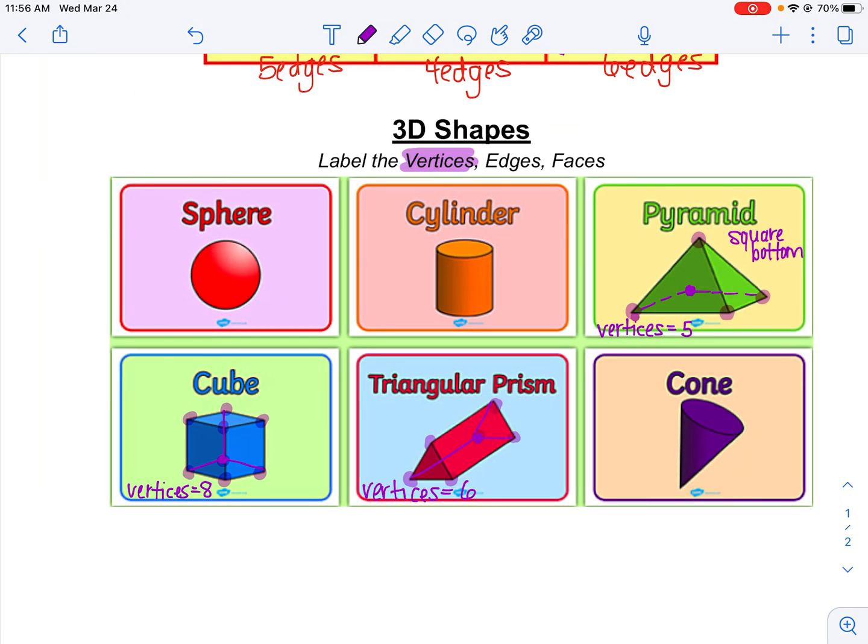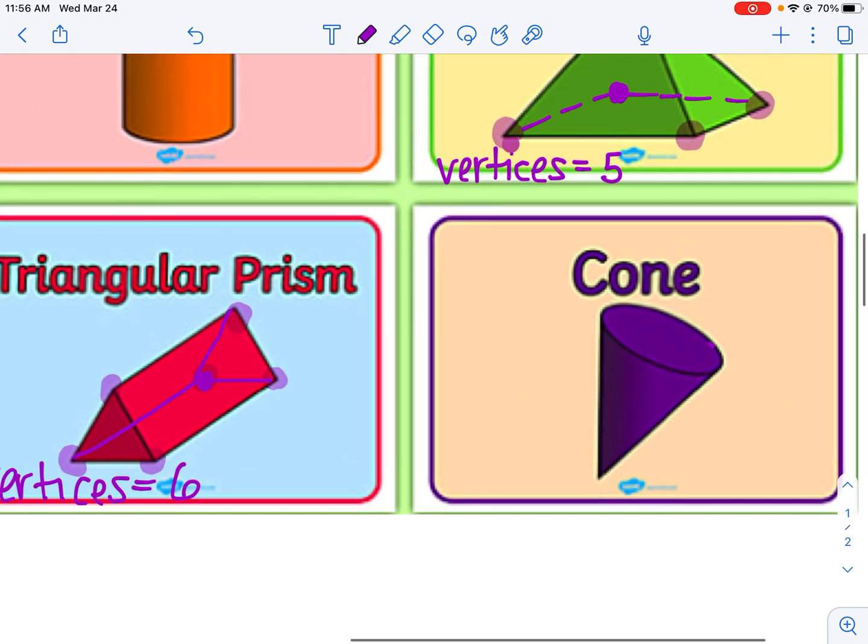And then the last shape is our cone, and if you notice, it has a circular bottom to it down here. So there is no vertice there, but there is one right here. So vertices equal 1 on a cone.